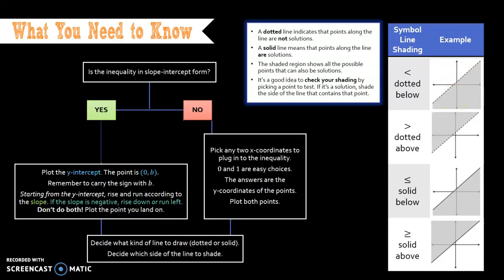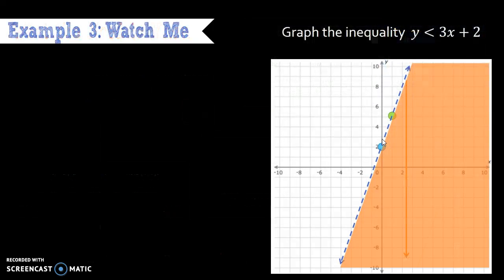It's a good idea to always check your shading by picking a point in the shaded region to test. If the point that you pick is a solution, then you know that that's the side of the line that you need to shade. Let's take a look at this example right here. The graph is shown for you, and our inequality is y is less than 3x plus 2. Let's see how we got these values.